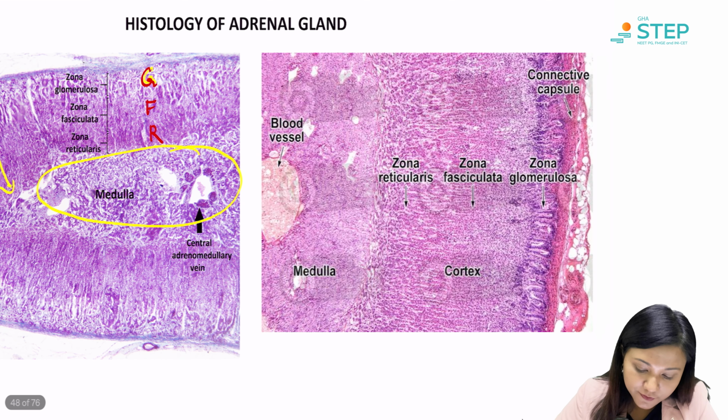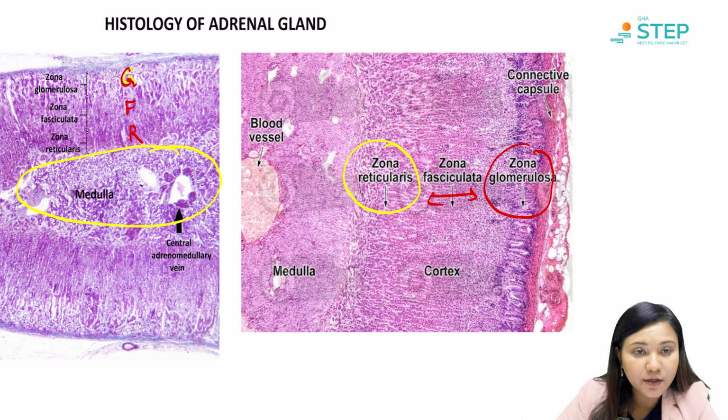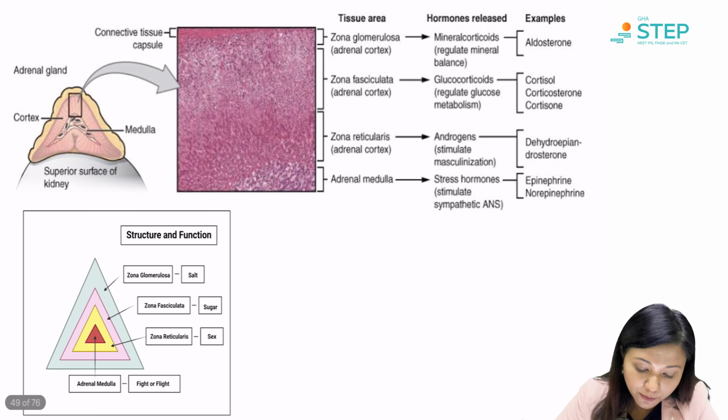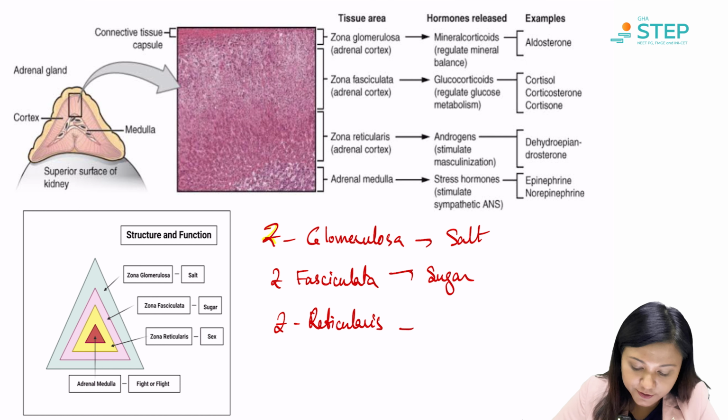Okay, as you can see here, from outside you will have the glomerulosa, then the fasciculata, then the reticularis, and on the inner side you are going to have the medulla. Now these three components, that is zona glomerulosa, zona fasciculata, and zona reticularis, just try to remember salt, sugar, and sex.